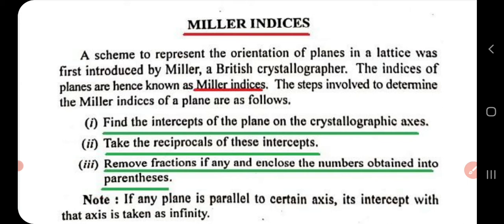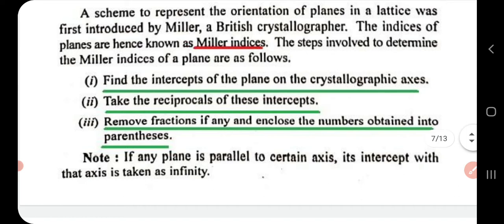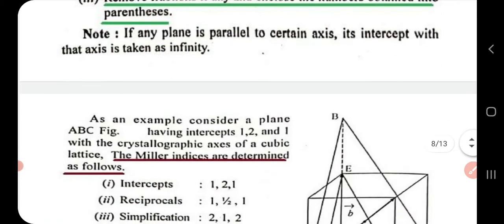Now, these are the various steps involved in determining Miller indices. First, you have to find the intercepts of the plane on the crystallographic axes. Then you have to take the reciprocal of those intercepts, and finally you have to remove the fractions, if any, and then enclose the numbers obtained in parentheses. Just note a point: if any plane is parallel to an axis, then its intercept with that axis will be taken as infinity.